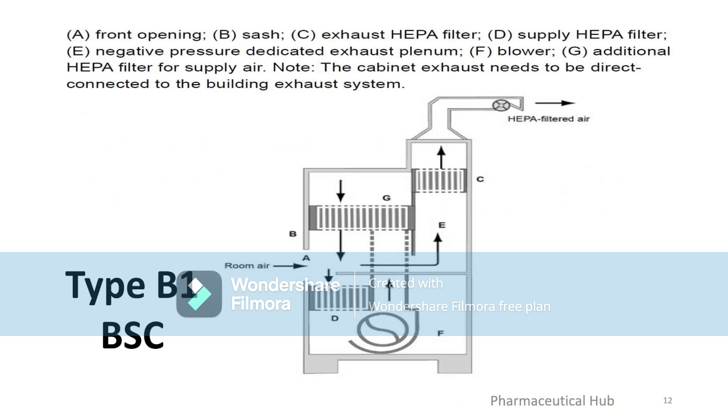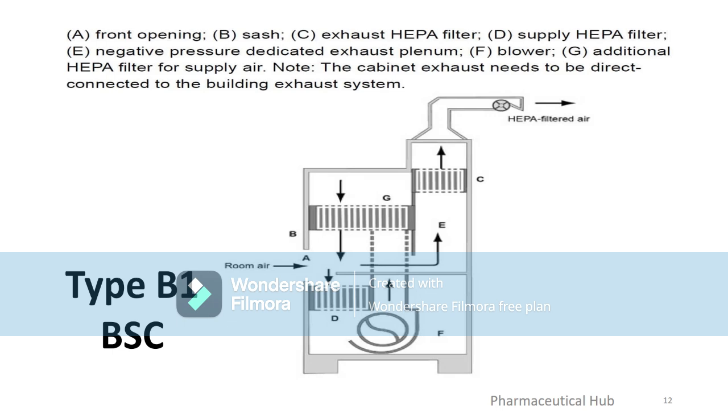The airflow is split into two paths, a recirculated portion and an exhausted portion. Inflow A, room air enters through the front opening A. Recirculation, an internal blower F pulls a portion of this air, along with some from the workspace, through the supply HEPA filter D. This filtered, clean air then flows downward over the workspace, protecting the product. A portion of this air is then recirculated back into the system. The note about additional HEPA filter for supply air G indicates a filter on the recirculated path to ensure cleanliness before it re-enters the supply plenum.